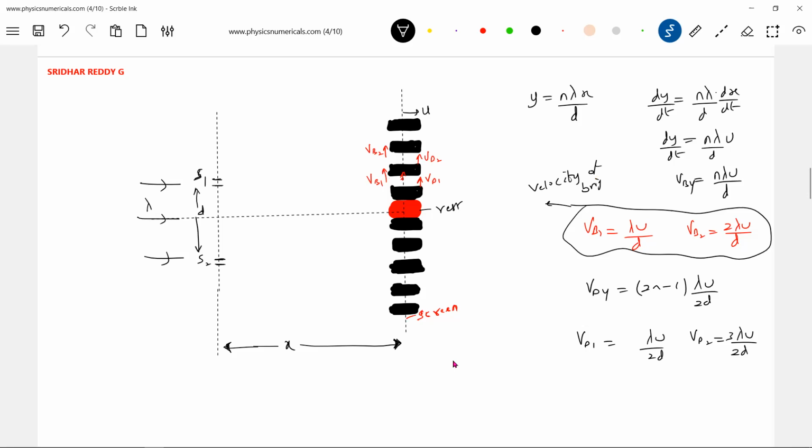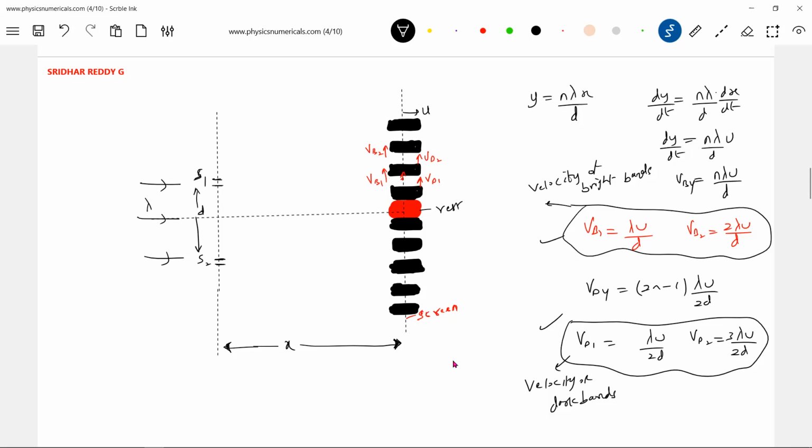Velocity of, so what is this equation? Velocity of dark band, instead of fringes, better write bands. Velocity of bright bands and dark bands is given by this particular equation. Okay, no? What is the state of the central maxima? Central maxima will be at rest.